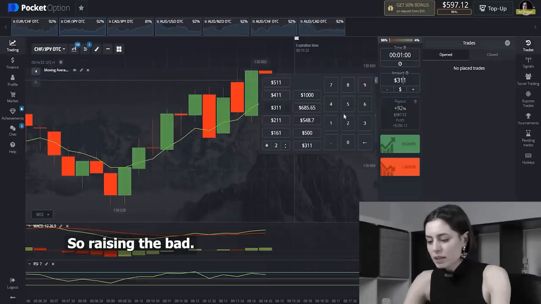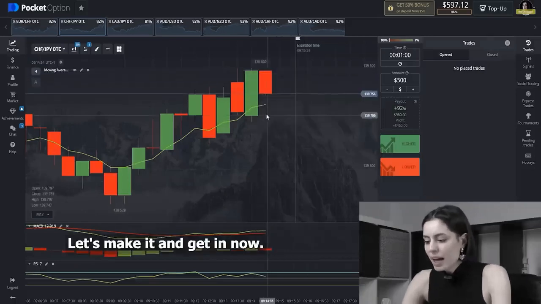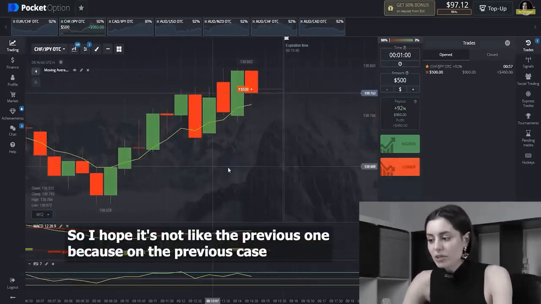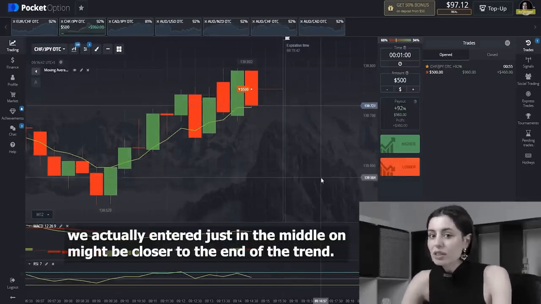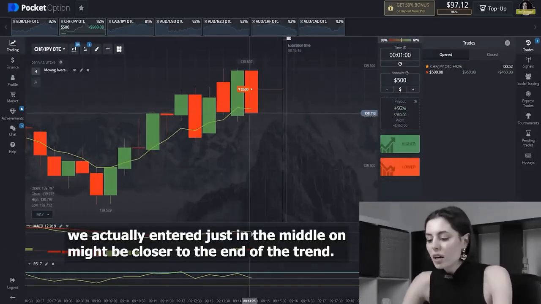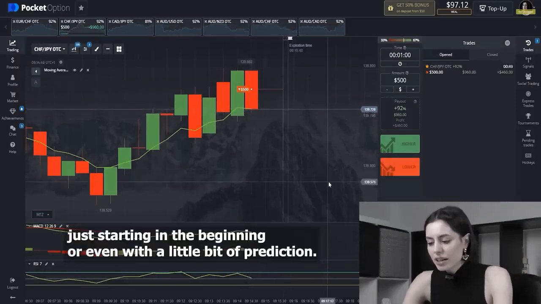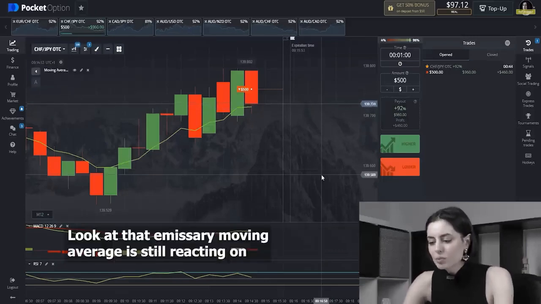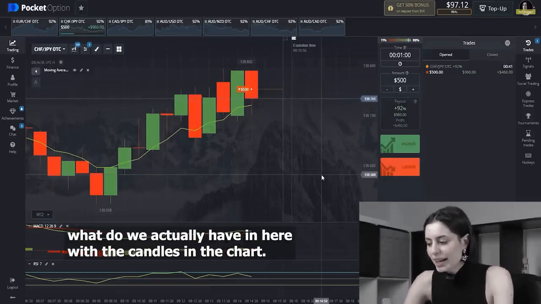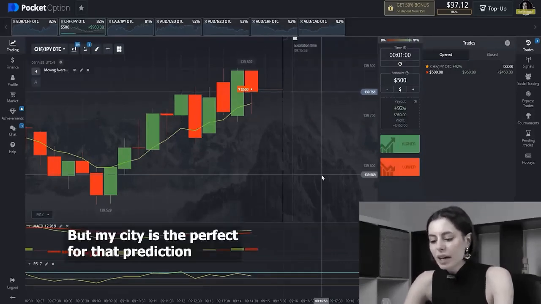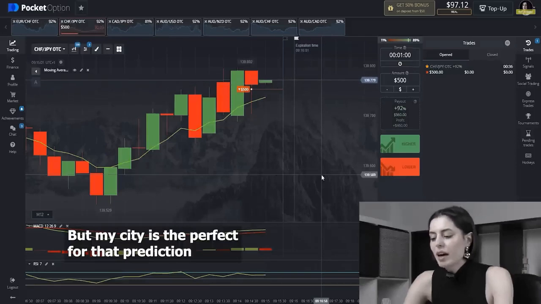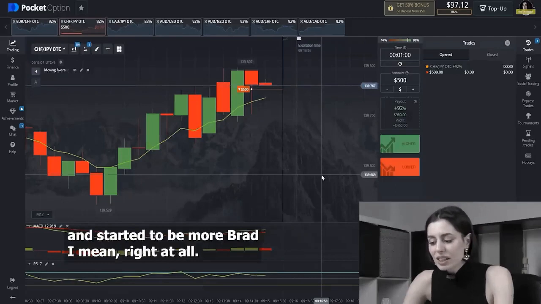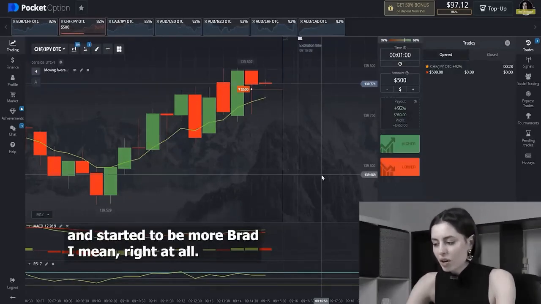So raising the bet, let's make it, and getting downward. I hope it's not like the previous one, because in the previous case, we entered in the middle or maybe closer to the end of the trend. And here we are starting at the beginning, or even with a little bit of prediction. Look at that. The MACD and moving average are still reacting to what we are having here with the candles on the chart. But MACD is perfect for prediction, and you may see that the candle started to get smaller and more red.